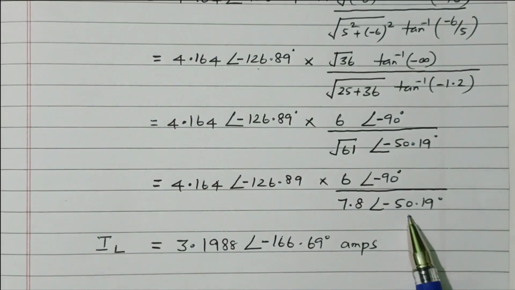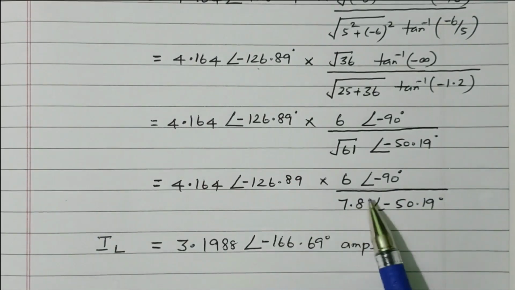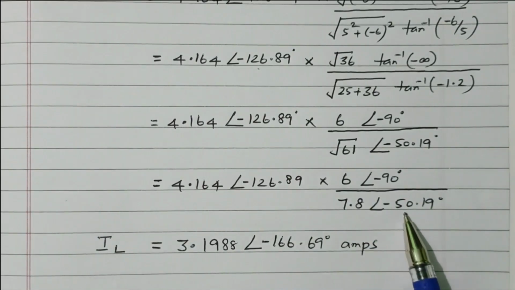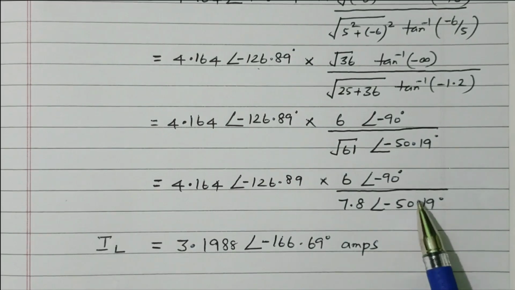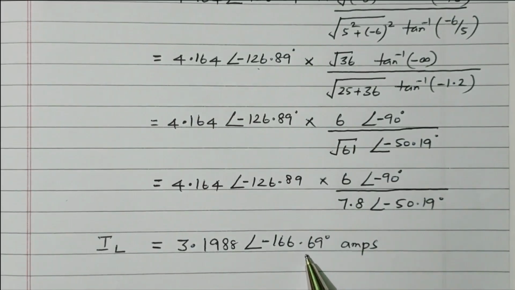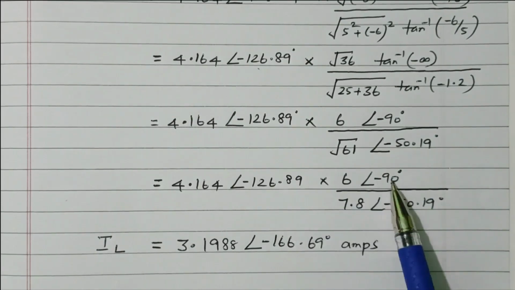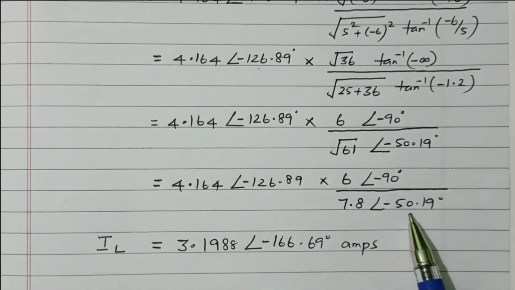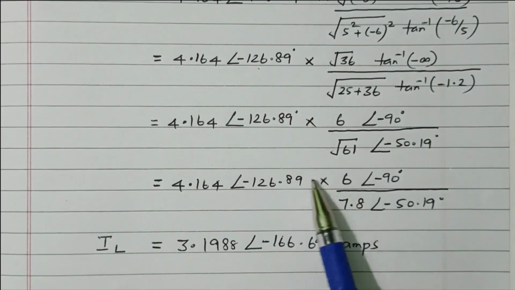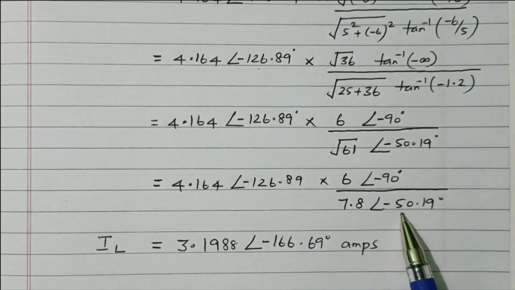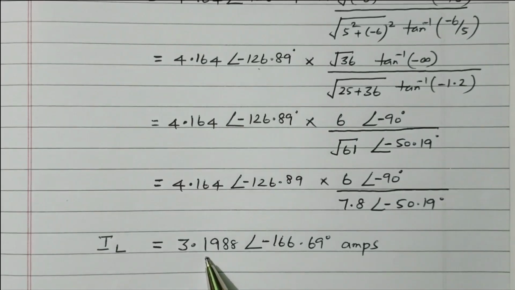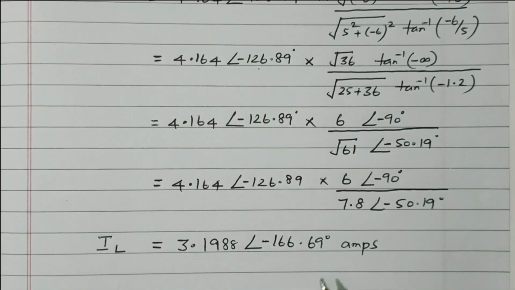These two angles are multiplied, means can be added together. Divided means subtracted. So minus 126 minus 90, while doing the subtraction this becomes plus, so plus 50.19. So that we got minus 166.69. These two angles are added and this angle is subtracted. Multiplication means angles are added, division means angle is subtracted. So finally we got 3.1988 with an angle of minus 166.69 ampere.